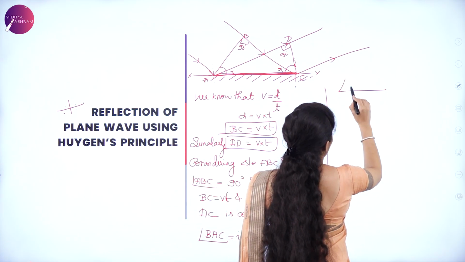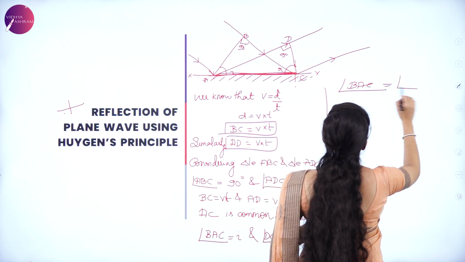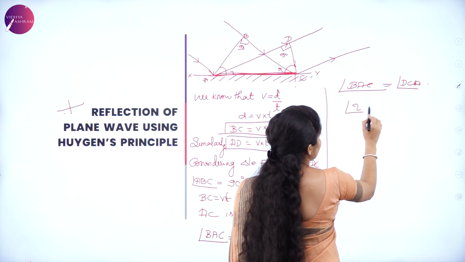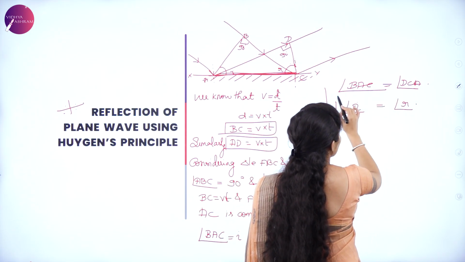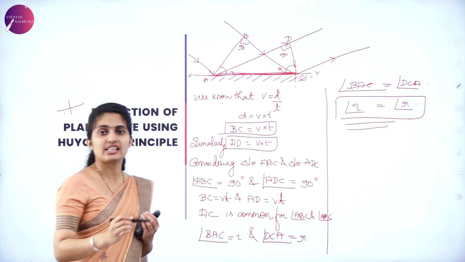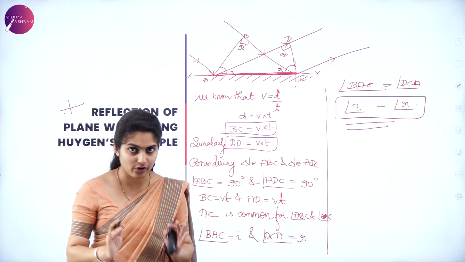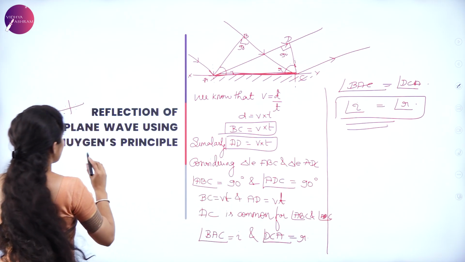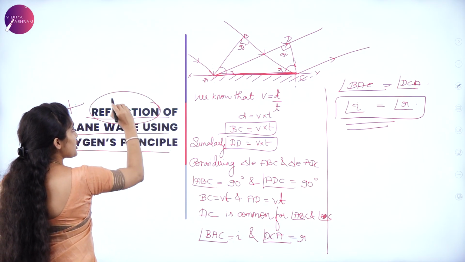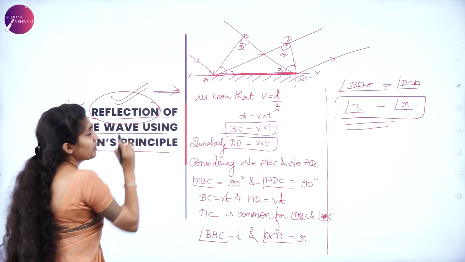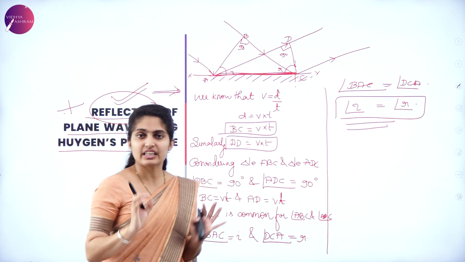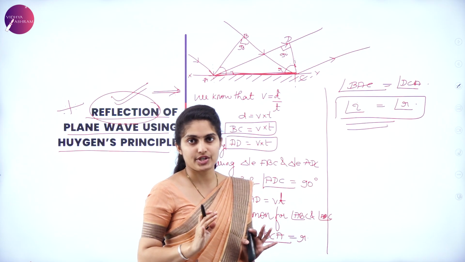So now, angle BAC is equal to angle DCA. Angle BAC, angle I, is equal to angle R, which proves the laws of reflection. Angle of incidence is equal to angle of reflection is one law which proves that. Understood? So, reflection of plane wave using Huygens principle. Why reflection? Because this derivation obeys the laws of reflection as we have got there. Okay? Very easy, very important 3-marker question.